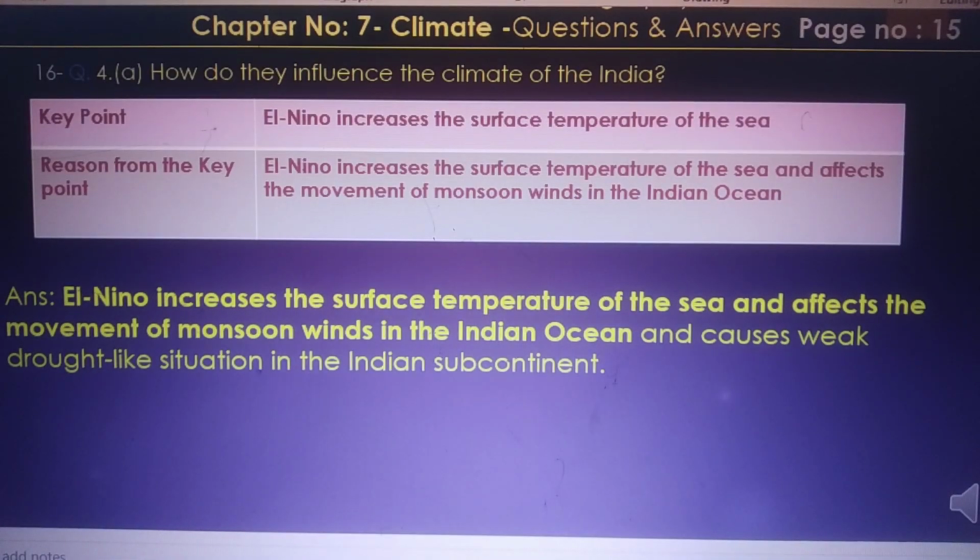Question number 16. How does El Nino influence the climate of India? El Nino increases the surface temperature of the sea. Reason from the key points: El Nino increases the surface temperature of the sea and affects the movement of the winds in the Indian Ocean.